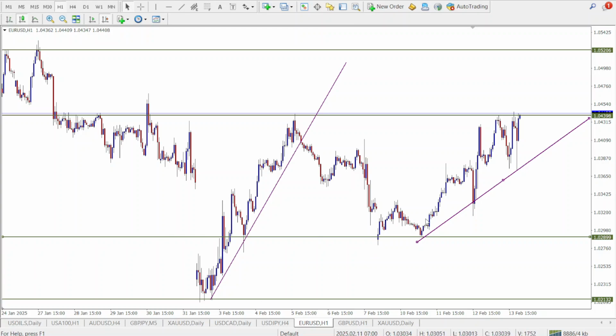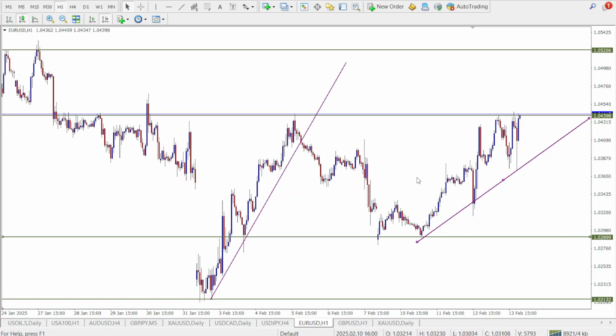Now, the 1 hour time frame is perfect because it gives you a balance between accuracy and efficiency. It filters out lower time frame noise while still allowing multiple trade opportunities per session. Now, let's break down the key elements of this strategy. To trade this strategy effectively, you need to focus on three main elements.